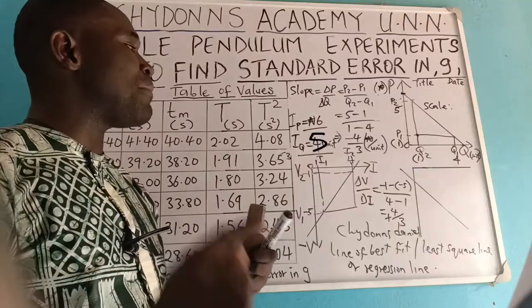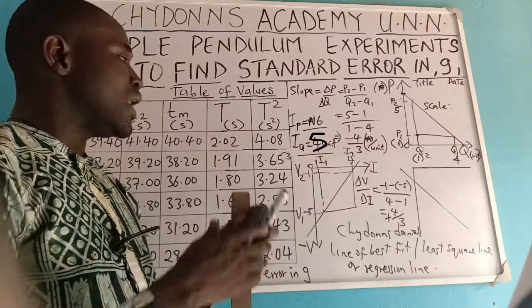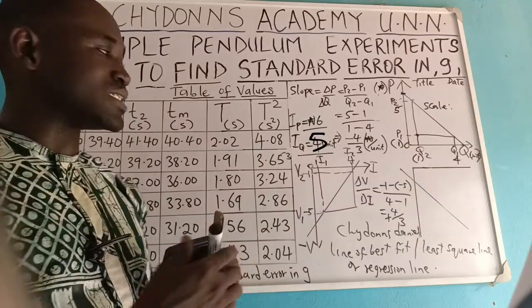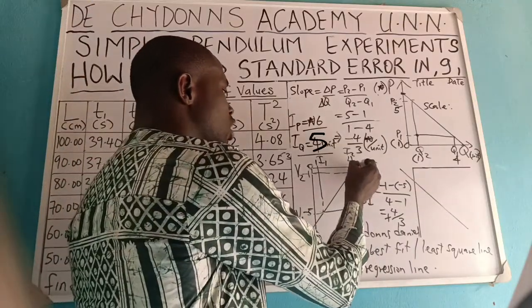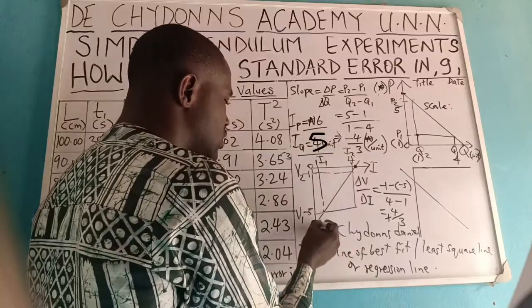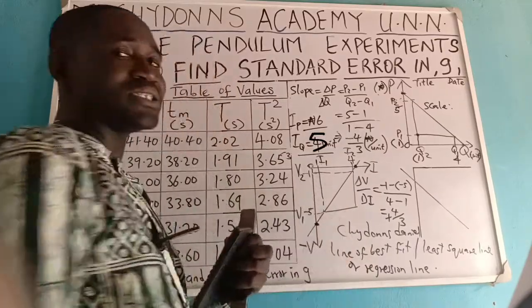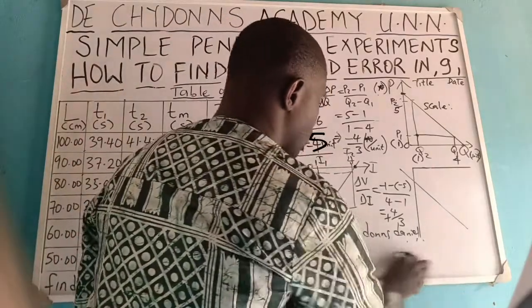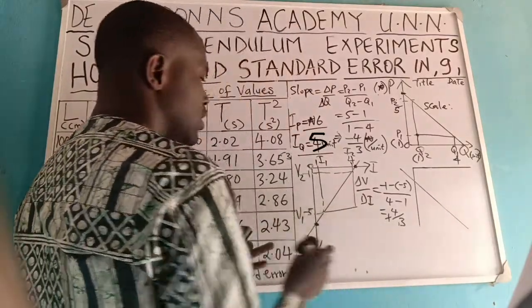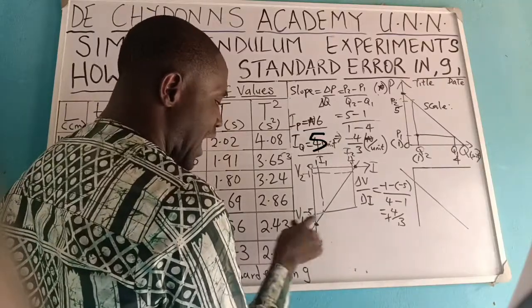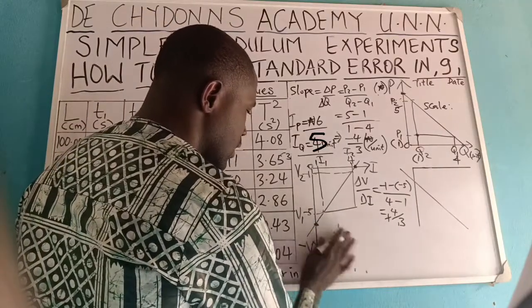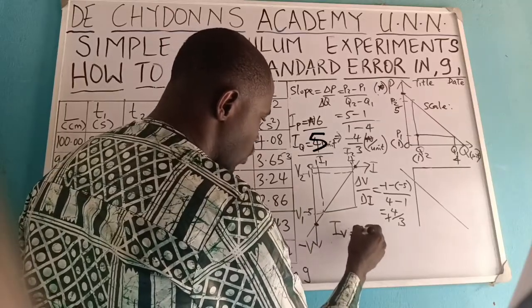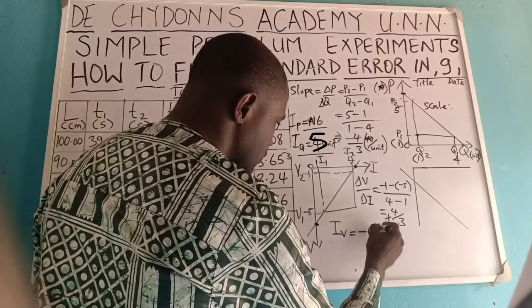Then when they ask you about intercepts on the vertical and on the horizontal axis, it means where does it touch your I axis and where does it touch your V axis. For your V axis, we say that the intercept on the vertical axis V is equal to minus 6 volts.